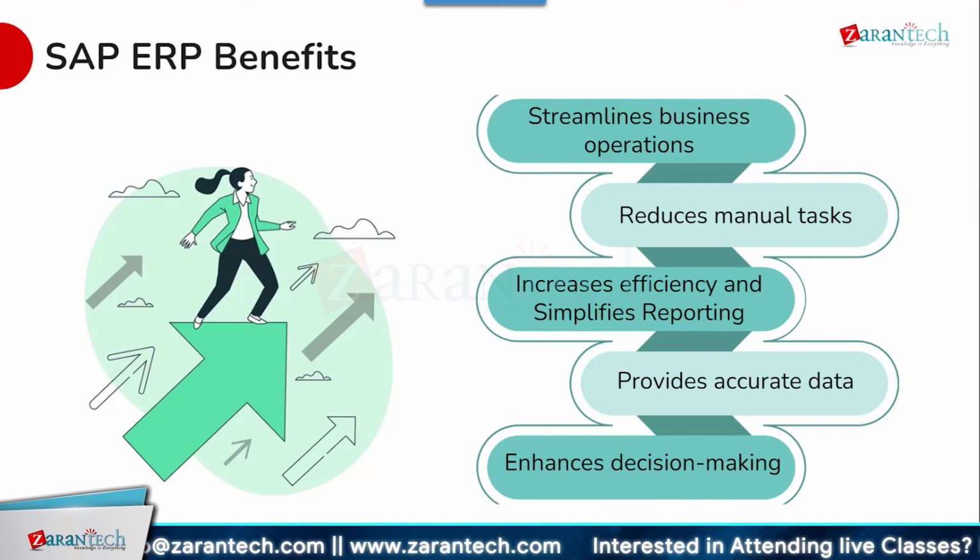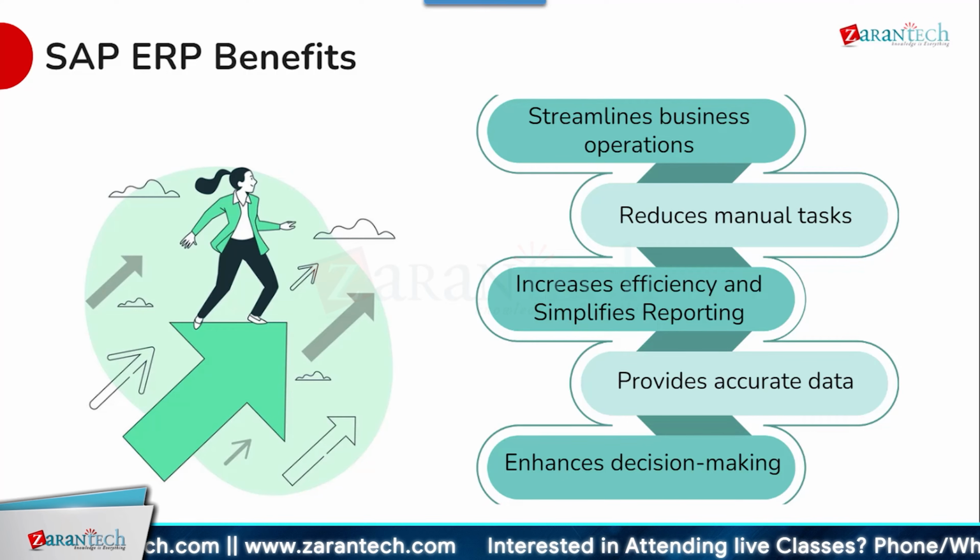So, SAP ERP is designed to streamline your business operations, making your processes more efficient. And by automating repetitive tasks, it significantly reduces the burden of manual work, allowing your team to focus on more strategic activities. And one of the key advantages of SAP ERP is its ability to increase efficiency across your organization. With its real-time data integration, your reporting becomes simpler and faster, ensuring that you have access to accurate and up-to-date information whenever you need it.